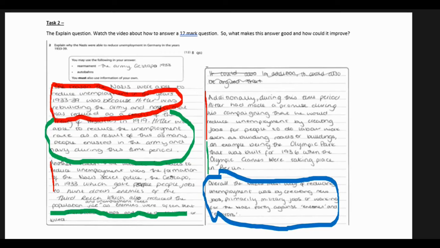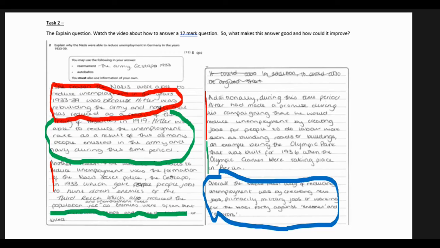But you can see, despite the good things, we've got 3 ways in which the Nazis tried to reduce unemployment. We've got 3 key points, and we've got some knowledge. It's not particularly detailed knowledge, but we have some knowledge supporting that. And we have an argument, but the argument comes at the end of the answer. It doesn't start the answer.